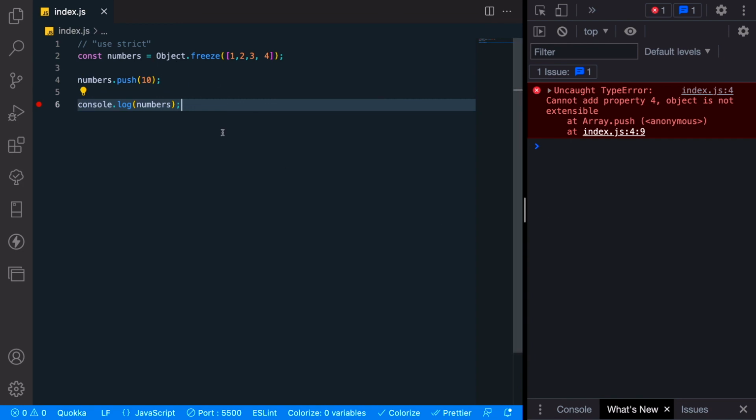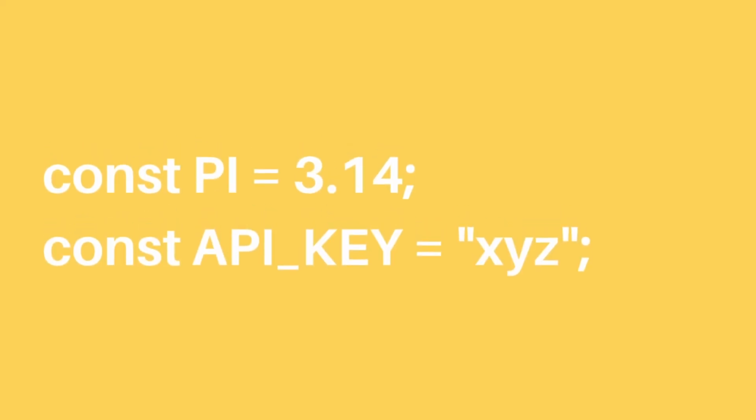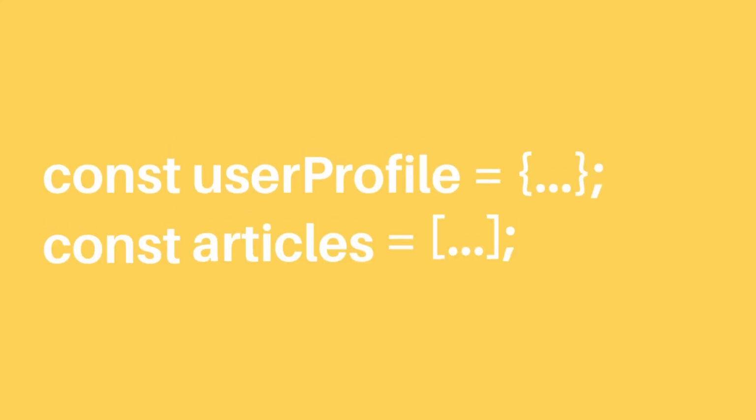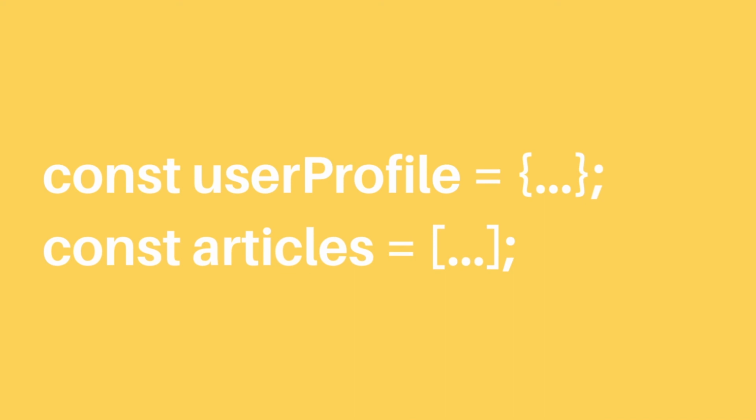One of the rules of thumb that I tend to use is when working with primitives, I tend to use capital letters to define the const. But when working with reference values, I tend to stick to camel case.